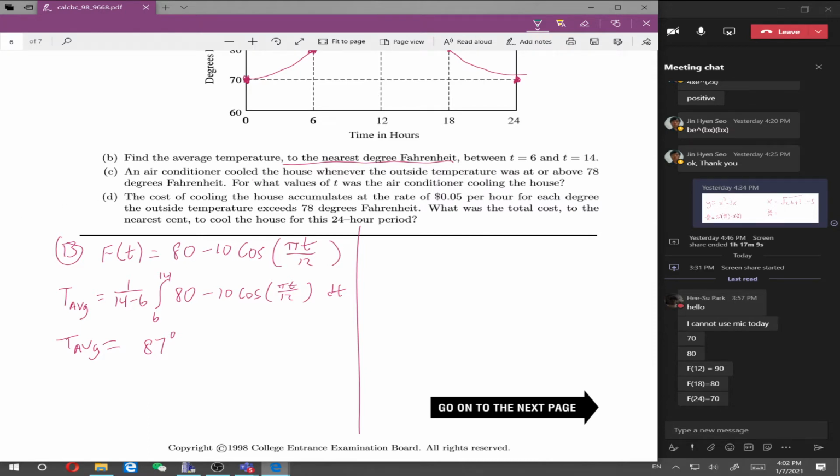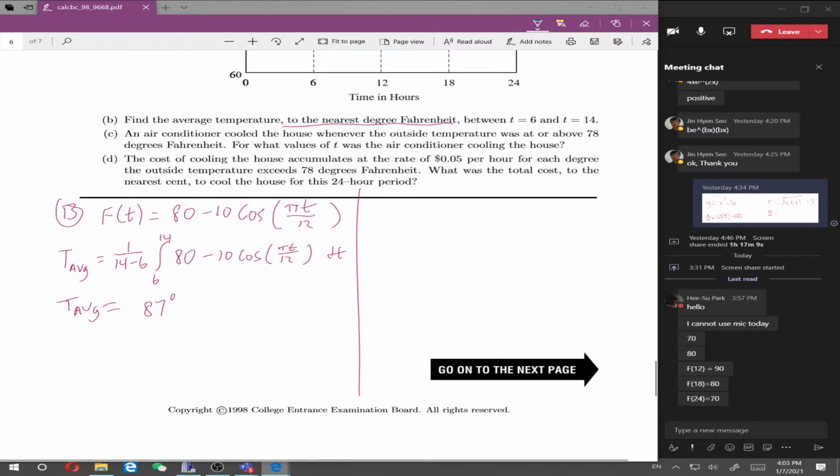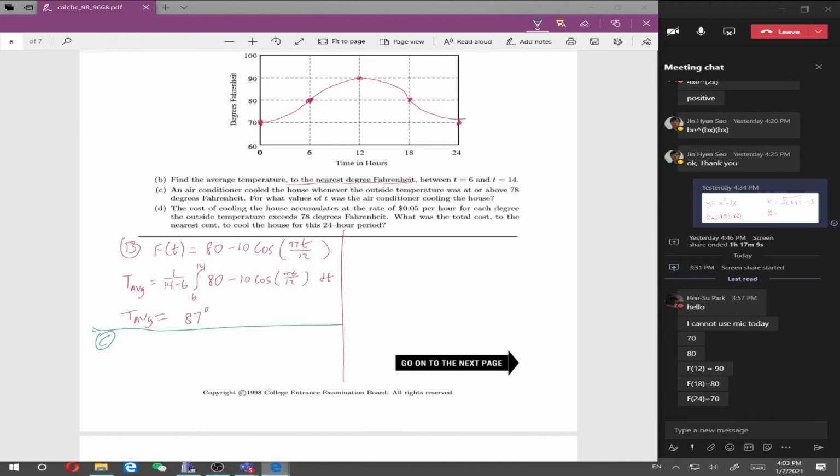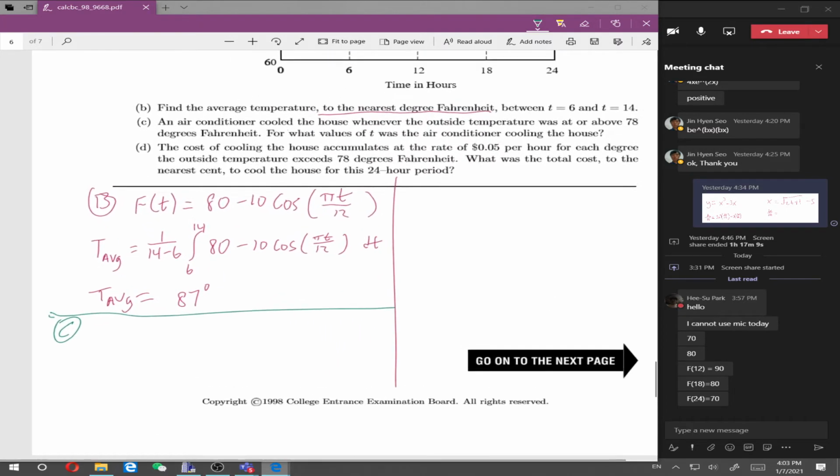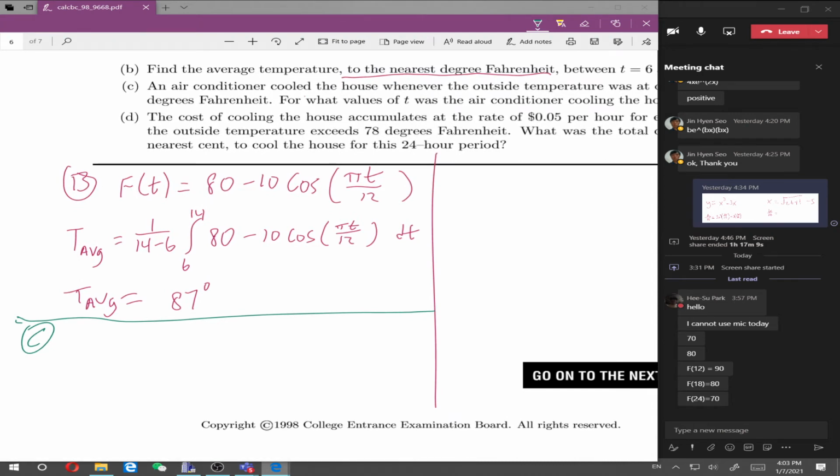Our air conditioner is cooling the house whenever the outside temperature is at or above 78 degrees Fahrenheit. I want to know at what values of t the air conditioner was cooling the house. I'm actually trying to put that in here. So I want to know when this function was at or above 78 degrees Fahrenheit. What do I have to do? I think we're on Kyle. We set up the equation where the 78 is equal to the function. Okay.